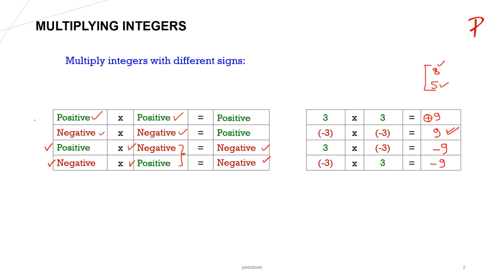Okay. So here is the rule. Whenever two integers having the same sign are multiplied, then the result is a positive integer. And whenever two integers are multiplied with different signs, then the result of the multiplication will be a negative integer. Okay. Now let us take a few more examples.